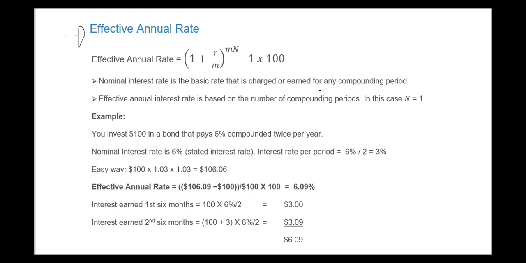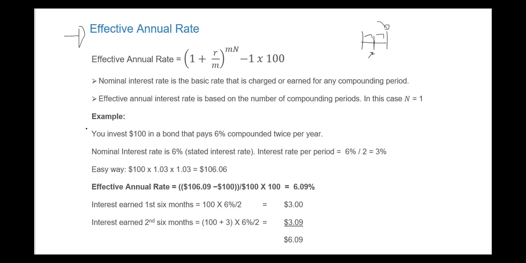The effective annual rate is used when the compounding period isn't a year, but could be less than a year, for example semi-annually, in which case you'd be compounding twice per year. Here we have an algebraic formula to calculate the effective annual rate: 1 plus the interest rate divided by m, the number of compounding periods per year, to the power of mn, the number of compounding periods per year times the number of years, minus 1, times 100.